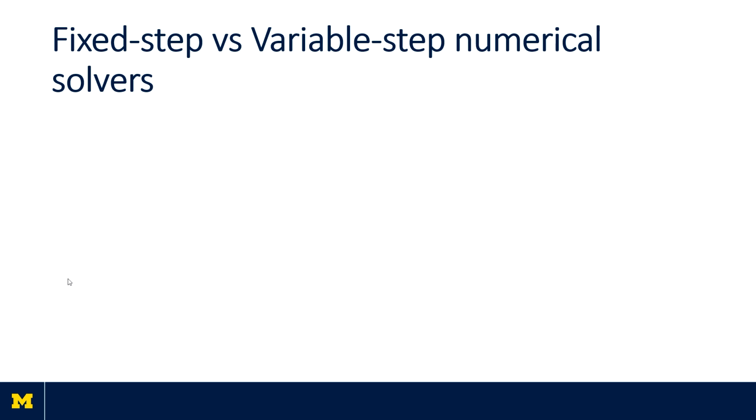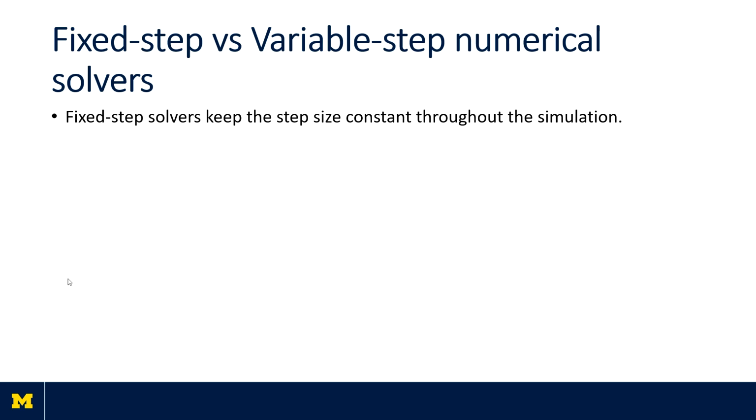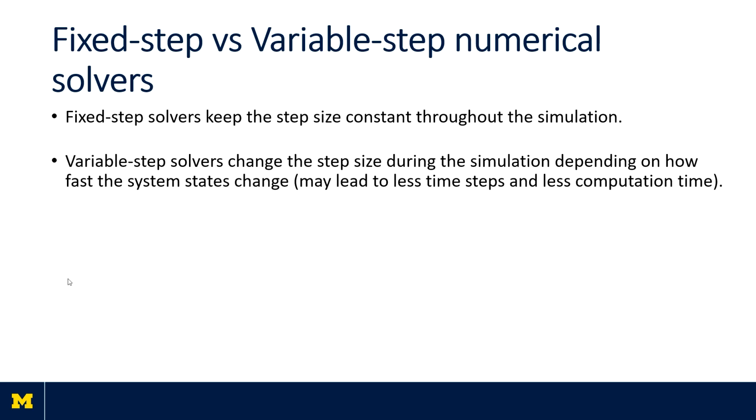Now, we need to make a distinction between fixed and variable step. Fixed step solvers keep the step size constant throughout the whole simulation, just like the last case we mentioned, as in ts being kept constant. However, variable step solvers change the step size during the simulation depending on how fast the system state changes. If the states change fast, then the step is going to be smaller, whereas if the state changes slowly, then the step is going to be bigger. This may lead to less time steps and less computation time, but it really depends on how fast the dynamics of your system are.